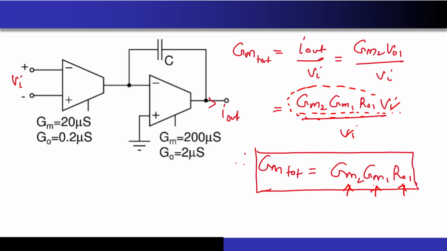Now let's check dimensionality. This is the dimension of the GM. It is nothing but 1 upon ohms. You can say this is also 1 upon ohms, and the dimension of R will be ohms. So this ohm and this 1 upon ohm will get cancelled, and the total dimension is 1 upon ohm, which makes sense because we are calculating the capital GM of the circuit.